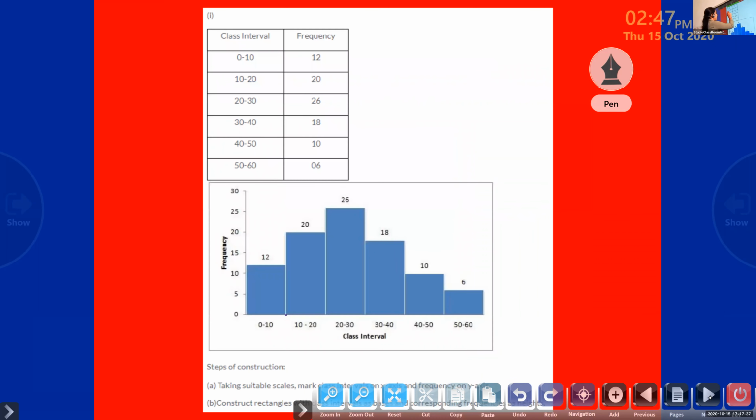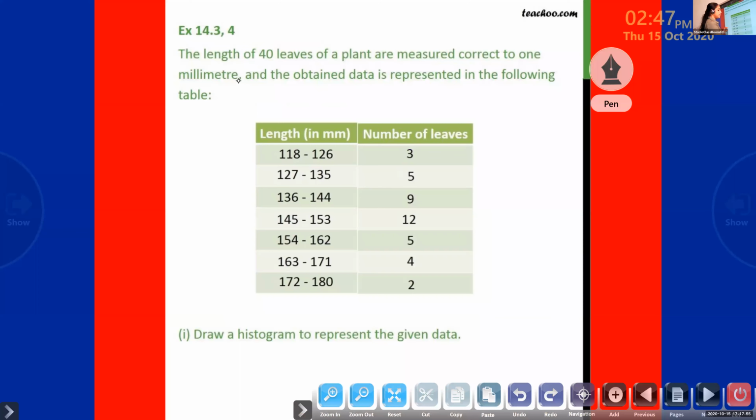Just look at this class interval. Here, is it like that? No, ma'am, because it is 0 to 10, 10 to 20, properly connected to each other, from 0 onwards. But in this case, it is not like that.